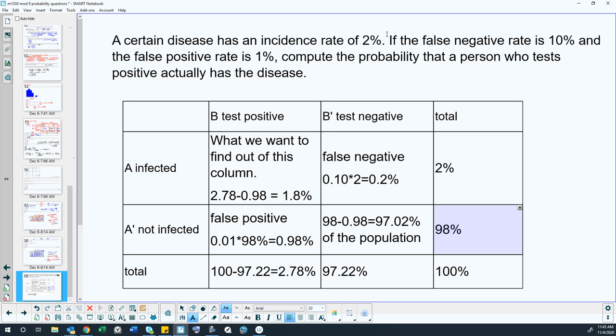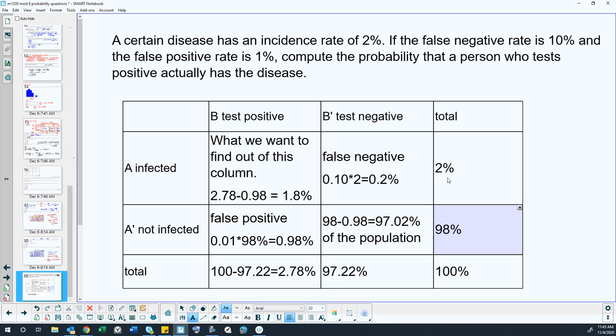Next, we have more information in our paragraph. If the false negative rate is 10% and the false positive rate is 1%, compute the probability that a person who tests positive actually has the disease. Okay, let's focus on one at a time. So the term false negative means that a person tests for the disease and tests negative, but they actually do have the disease.